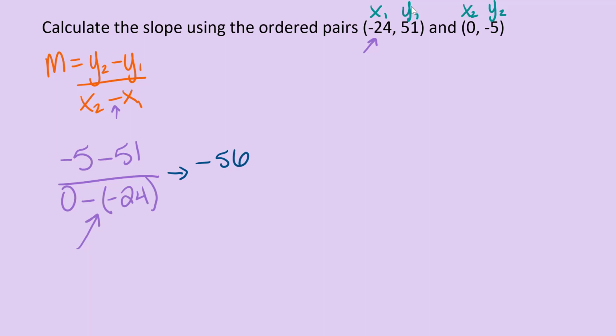Over. Now another thing that we need to remember about that double negative is that when we have a negative and a negative together like that, it turns positive. So now we have 0 plus 24, which is just 24.